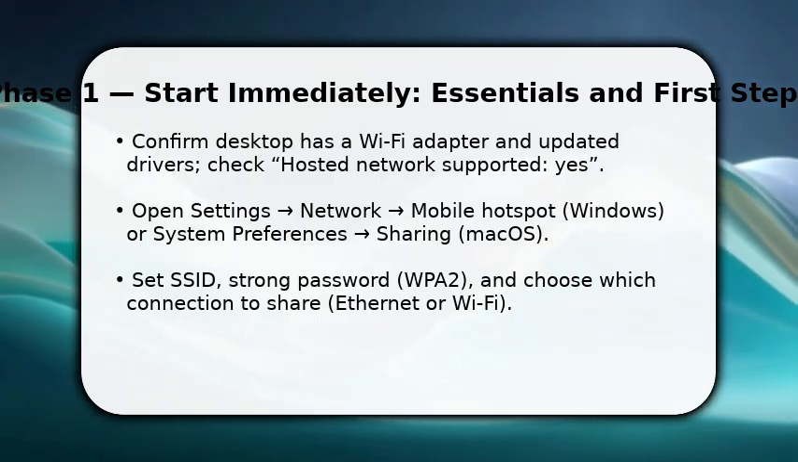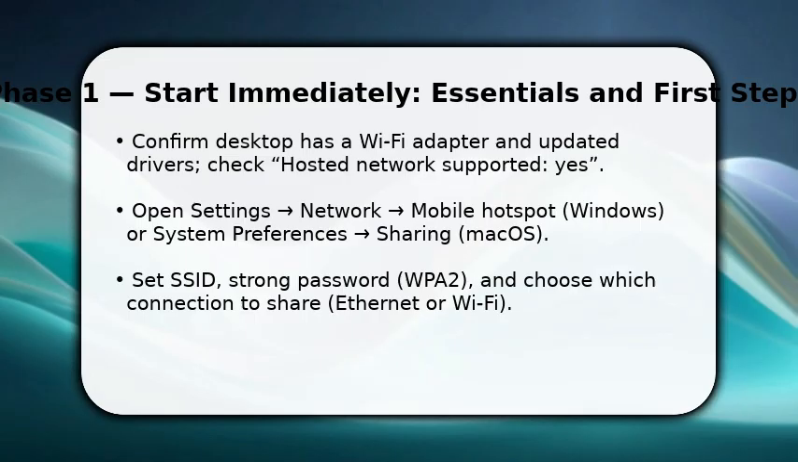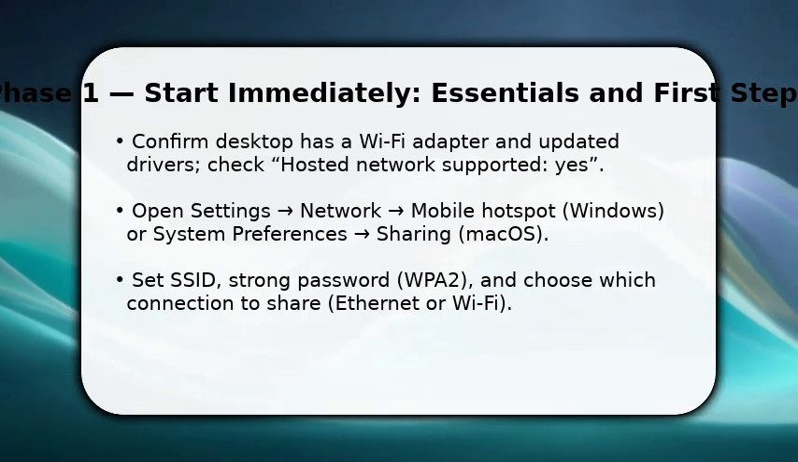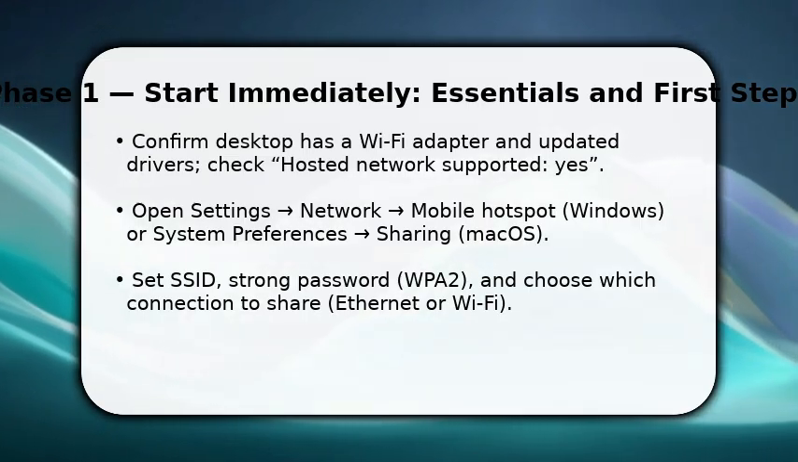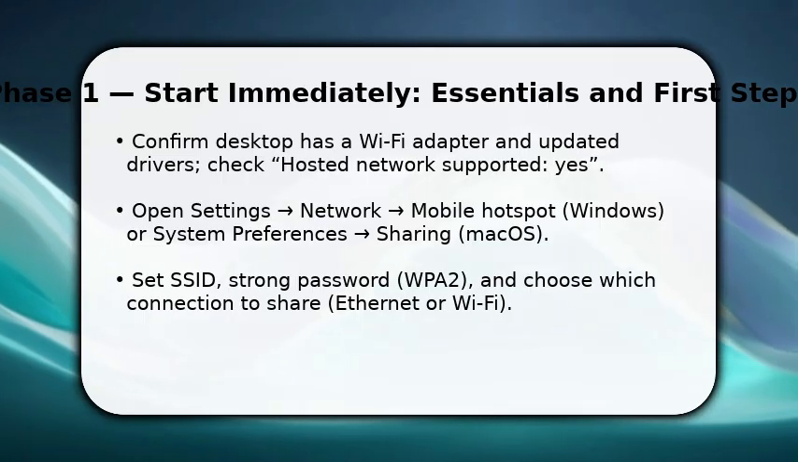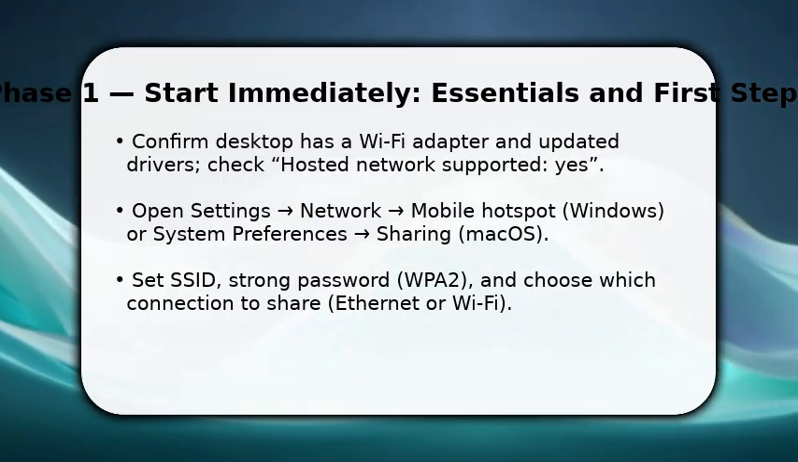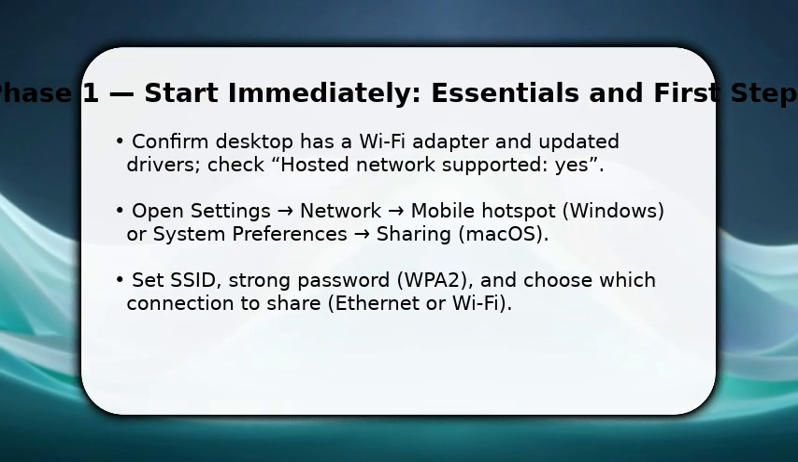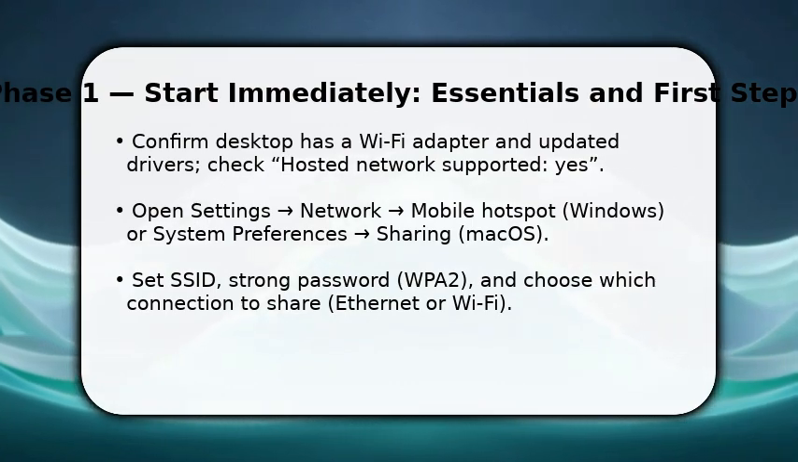Set an SSID and a strong WPA2 password, and select the connection you'll share, typically Ethernet or the primary Wi-Fi. This starts the host service. You're now broadcasting an access point that your mobile can join, so keep the credentials handy.